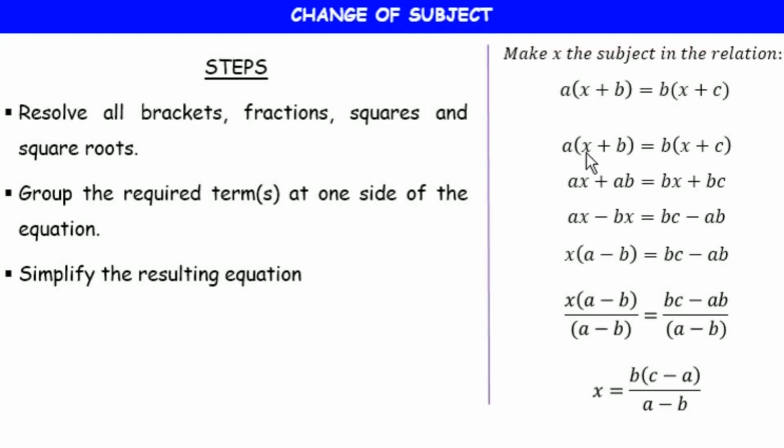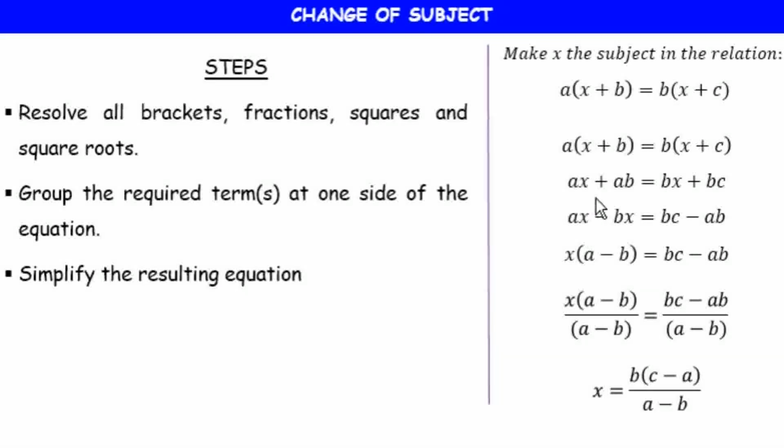So that you release any variable that is in the cage. The bracket serves as a cage, so you want to release them out of that cage or out of that prison. Now the second point is to group the required term or terms at one side of the equation. Here we are told to make x the subject in this equation.